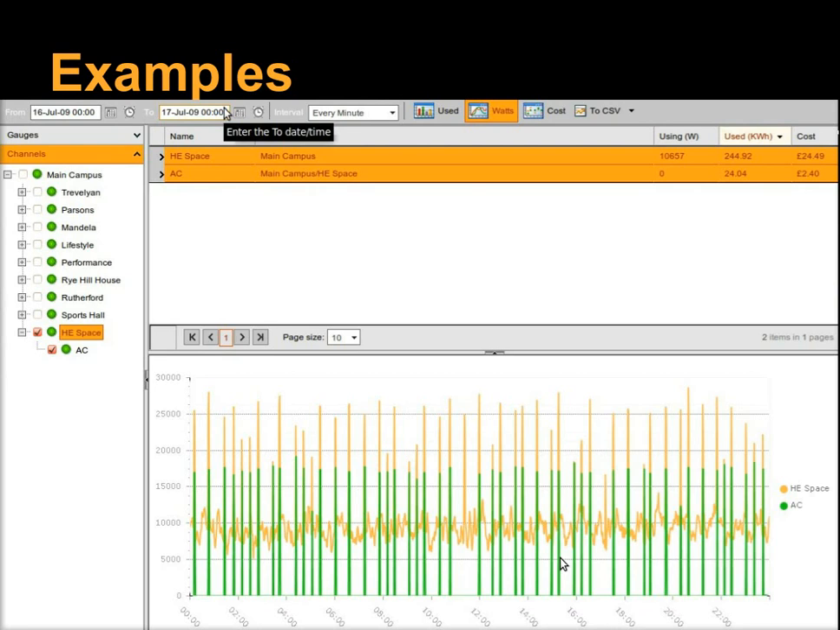Here's a more simple example. You can probably see the load here in the orange, and you can probably see a signature on it, and sure enough the software has picked it out. This is in fact a large college, a number of buildings, and there's a central space in the middle of the campus they call the HE space.